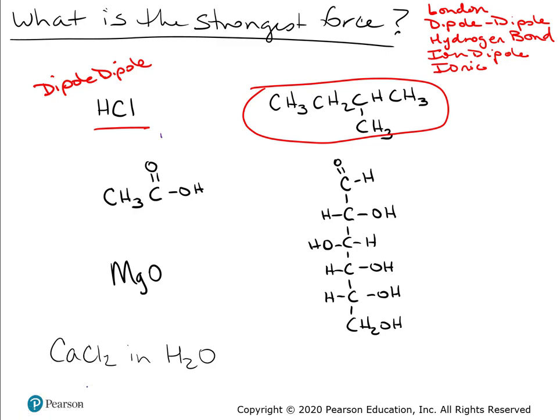Yep, this one's London because it's nothing but carbons and hydrogen, right? So it's CH3, CH2, CH, CH3. So nothing but carbons and hydrogen. So that's a London force, the weakest of all of them. So then what about this one?